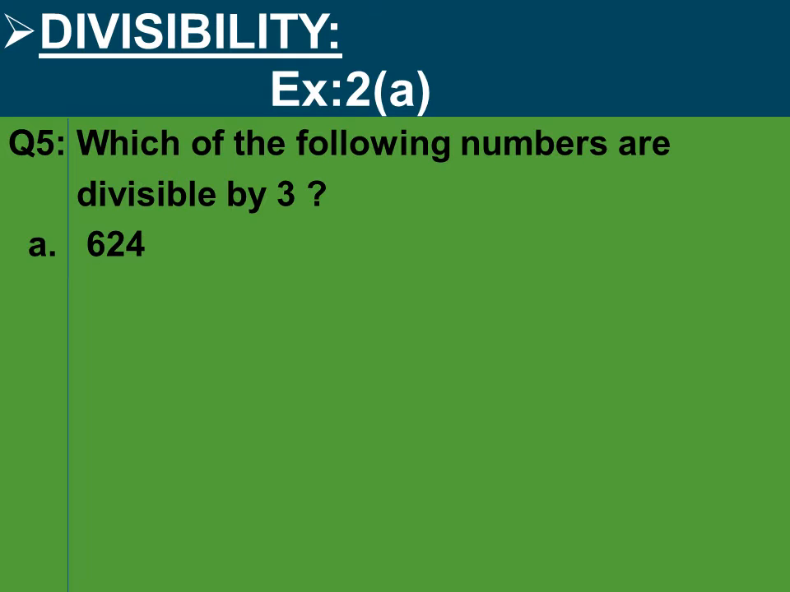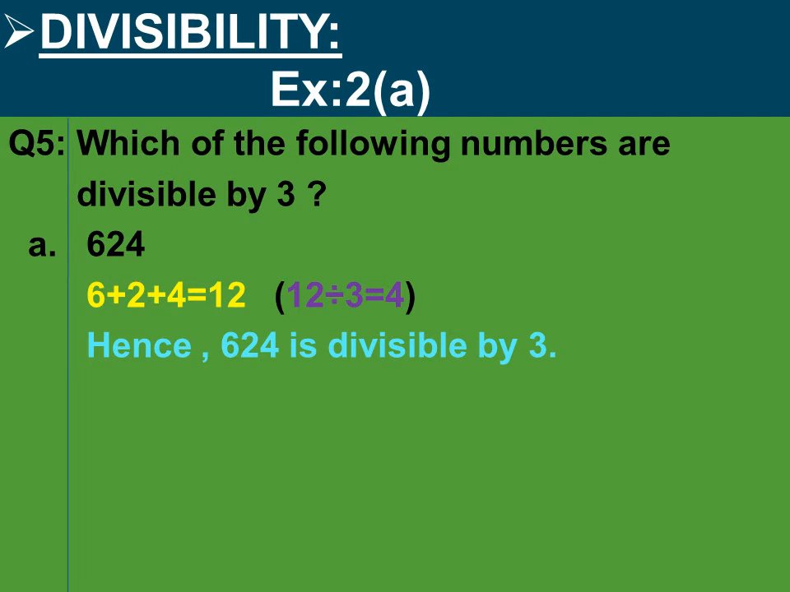624. For checking the divisibility of this number for 3, what will we do? We will add all the digits. When we add all the digits of this number, we will get an answer 12. Dear students, now at this stage, we will check whether 12 is divisible by 3. Yes, 3 4s are 12. This means that the whole number, that is 624, is divisible by 3.